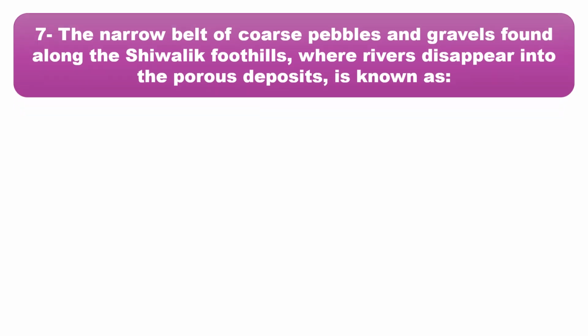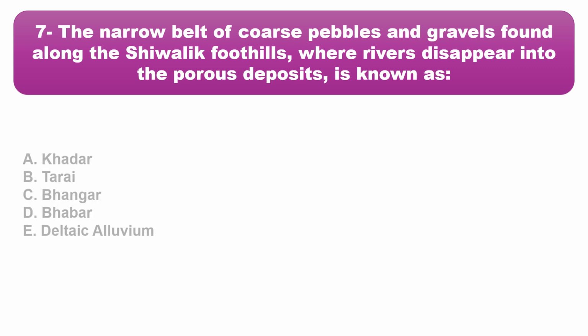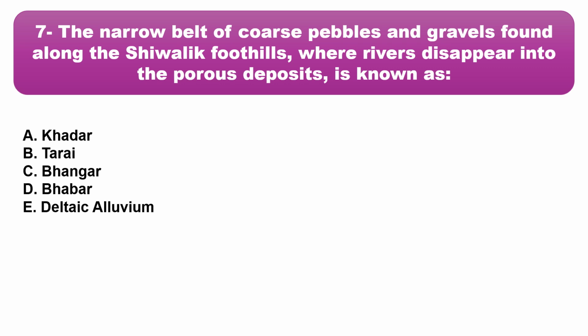And next question. The narrow belt of coarse pebbles and gravels found along the Shivalik foothills where rivers disappear into porous deposits is known as. The options are A. Kadar, B. Tarai, C. Bangar, and D. Babar, and E. Deltaic alluvium. The correct answer here is D. Babar.